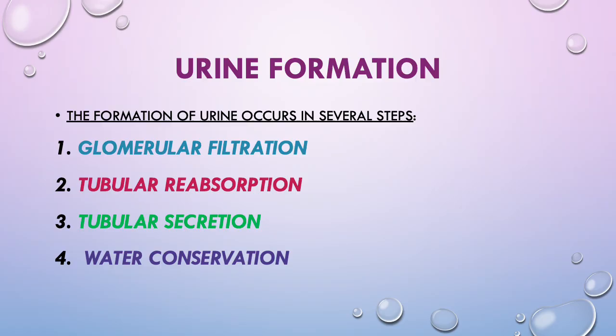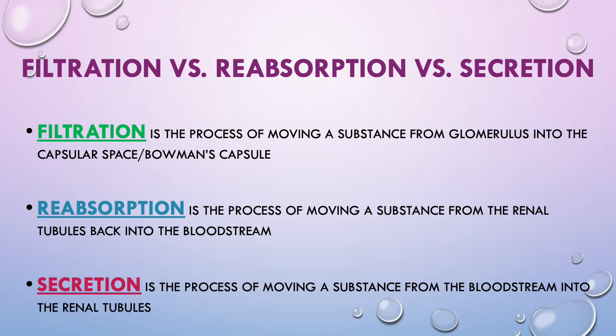So, urine formation: we talked about glomerular filtration, where we have filtrate. That filtrate is going to be reabsorbed, keeping a lot of the stuff that we need, and then we're going to have tubular secretion, meaning stuff that we don't need, such as drug metabolites or waste. And water conservation: we need to keep a lot of the water that we filter. The amount of stuff that we are urinating is minimal compared to the stuff that we filter. So, filtration versus reabsorption versus secretion.